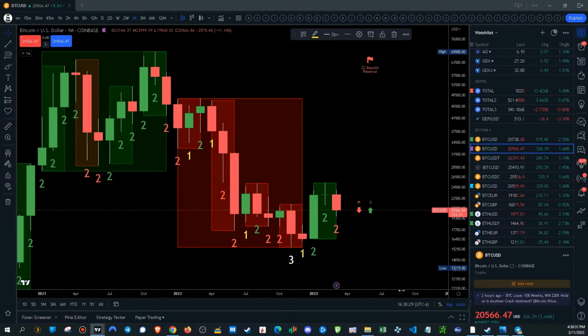Monthly, okay. So we did 3, 1, 2. This is a great entry here, and I'll show you how you could have got in on a lower time frame, the weekly, when we get there. But now you've gone up, you've hit your target here. You took this out, I believe. Let's see, what's that high?